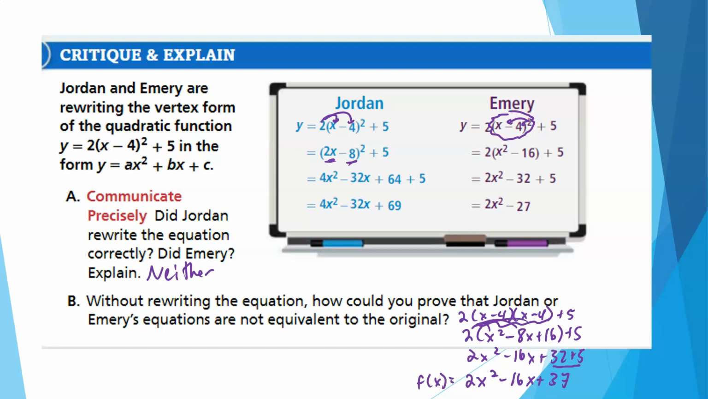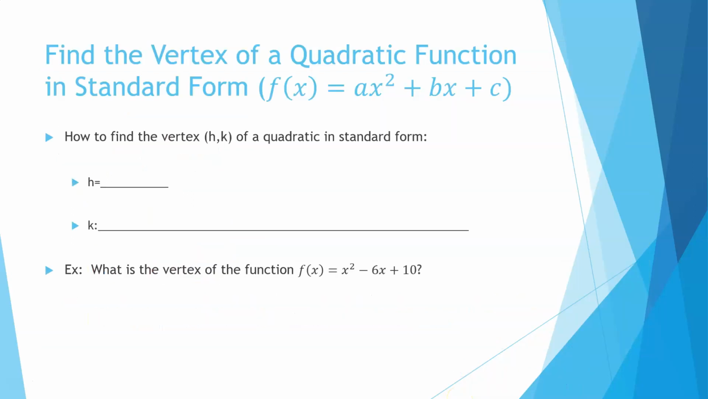Having said that, this section is focusing on the form we switched it to, which is considered standard form. So let's now introduce again the standard form. Make sure you get in your notes that standard form is when it's of the form f of x equals ax squared plus bx plus c. And our goal is to be able to find the vertex of the quadratic function when we're given that.